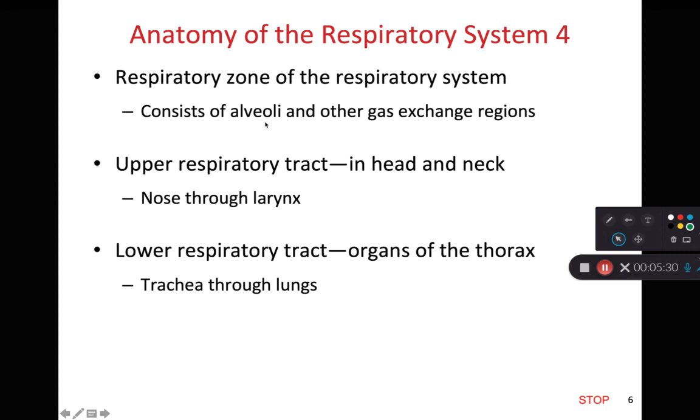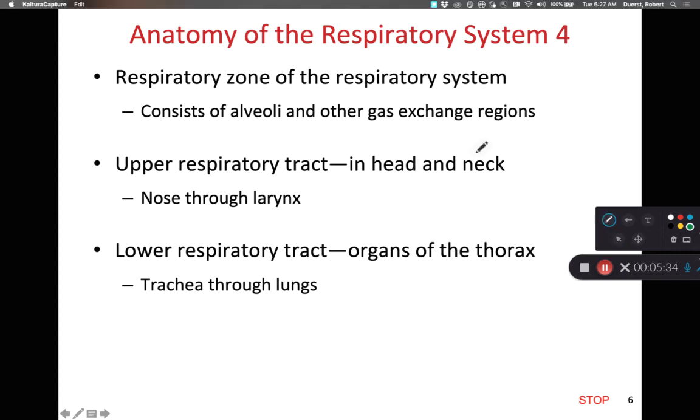As we look at the respiratory zone of our respiratory system, this is the part where we have gas exchange. So the respiratory zone is the gas exchange region. And this is typically going to be at the alveoli and to a lesser degree the alveolar duct.